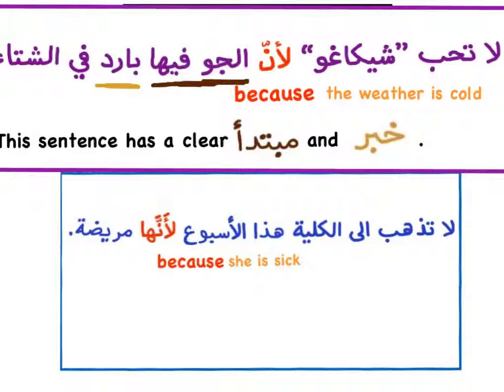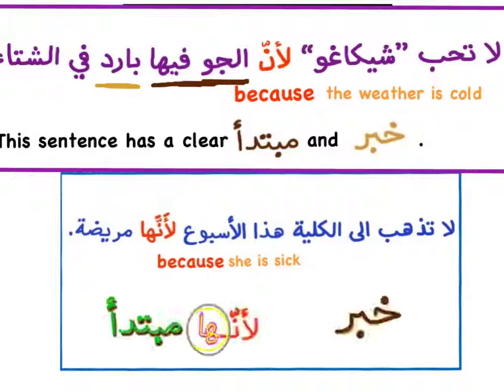Another example is لا تذهب إلى الكلية هذا الأسبوع لأنها مريضة, because she is sick. After لأن we assume that there is a جملة اسمية with مبتدأ وخبر, and we're going to see which one is which. So لأنها مريضة, the مبتدأ here is the pronoun هي, and it became a متصل pronoun, an attached pronoun. لأنها, ها is the مبتدأ. It can be a pronoun. And the خبر is, drum roll, yep, it's مريضة. مريضة, the adjective, because it's giving us information about it. Sorry about how I write it, it's kind of an impromptu thing. So لأنها مريضة, ها is the مبتدأ, and مريضة is the خبر.